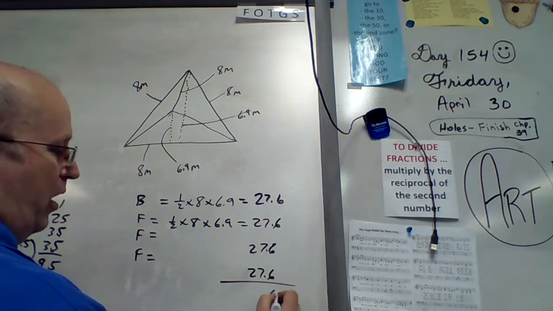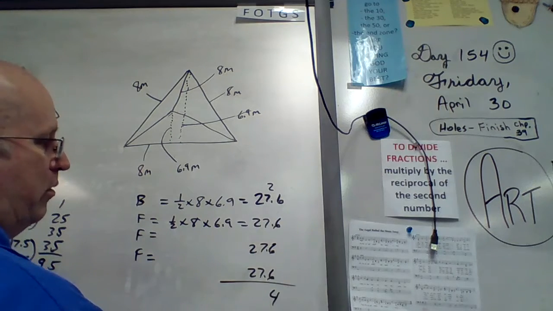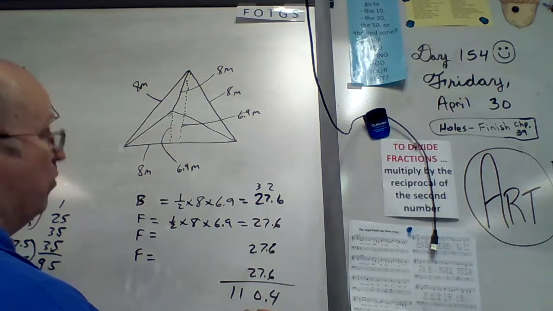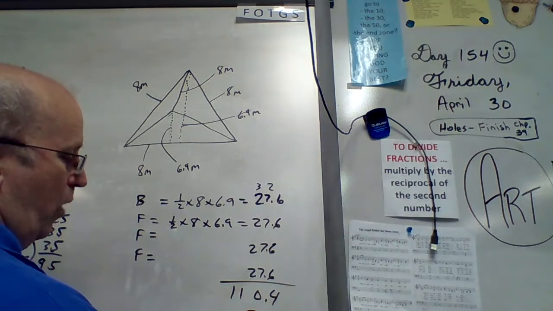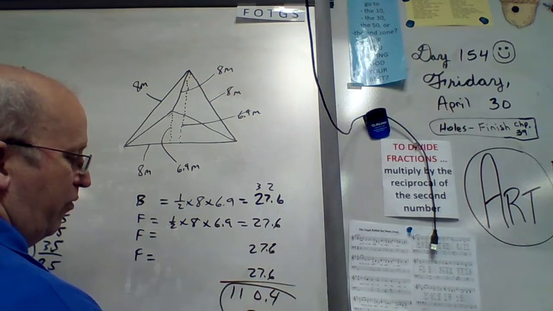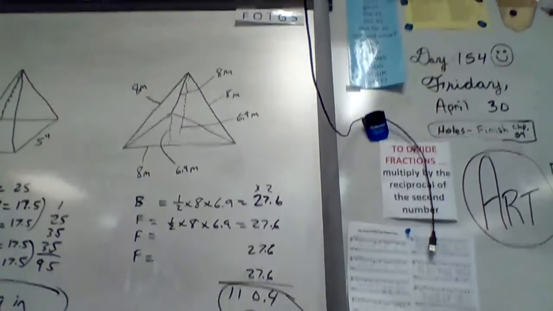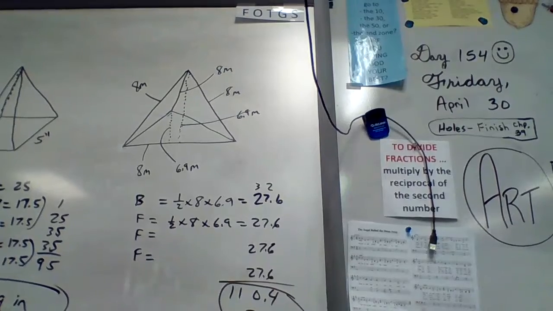And if I add those up, let's see what we get. I get 110.4. 110.4 for what? Square meters. M is our label for meters. 110.4 square meters. That one had 4 faces. The previous two had 5 faces.